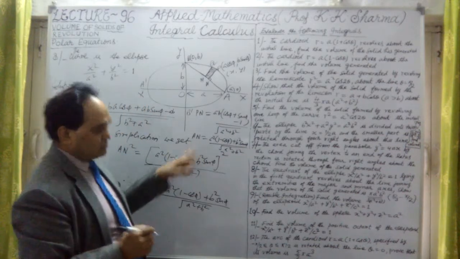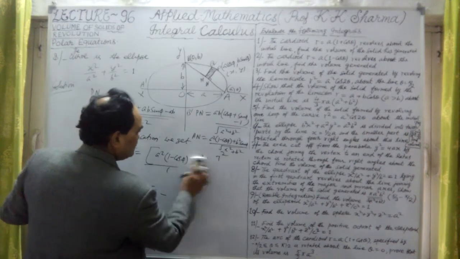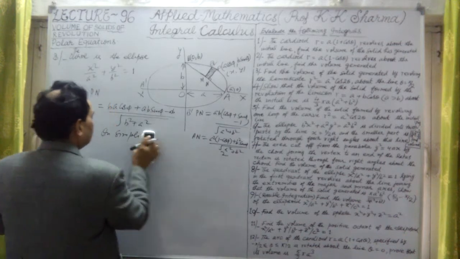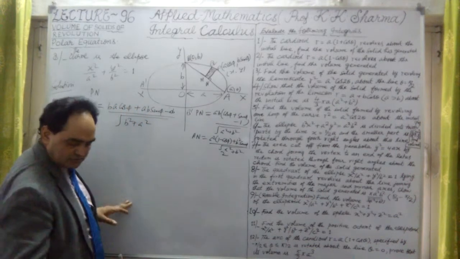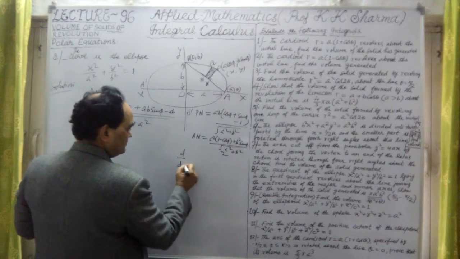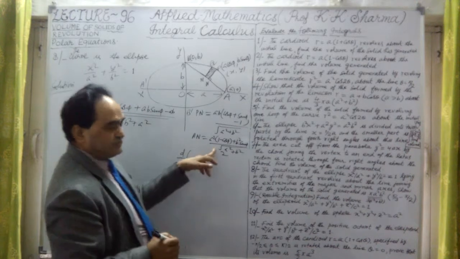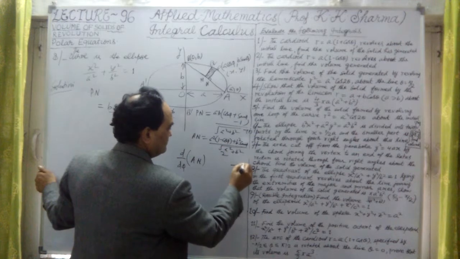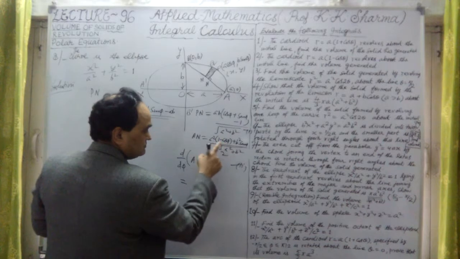Now I have to find out first d AN. What is the differentiation of this value? On simplification, we have obtained AN is this. Now, before taking the volume, let me find out the differentiation of this with respect to phi. So d by d phi of a n, this is the first equation and this is the second equation, is obtained by differentiating this equation with respect to phi.